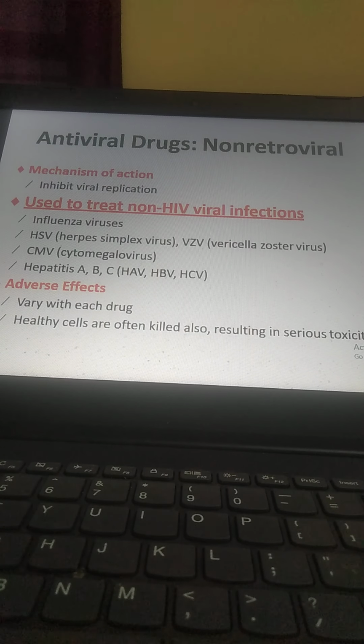Non-HIV viral infections include influenza viruses, HSV (herpes simplex virus), VZV (Varicella zoster virus), CMV (cytomegalovirus), and hepatitis A, B, C: HAV, HBV, and HCV. They are non-retroviral. Adverse effects vary with each drug. Healthy cells are often killed, also resulting in serious toxicities. So these drugs are not specific.